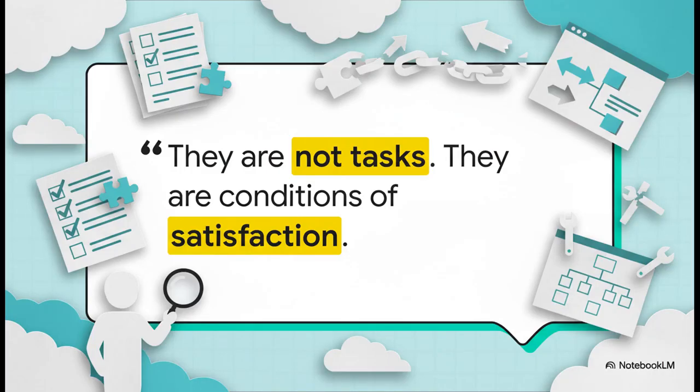Now, this is a huge point and a super common mistake. Acceptance criteria are not a to-do list for developers. They aren't things like code the blue button or connect to the API. No. Instead, they describe the outcome we want to see, the proof that the work has actually satisfied the original request. They are the conditions of satisfaction.